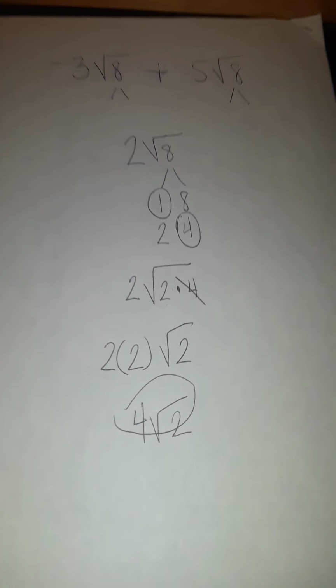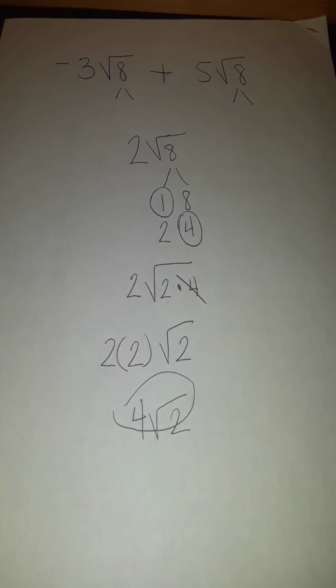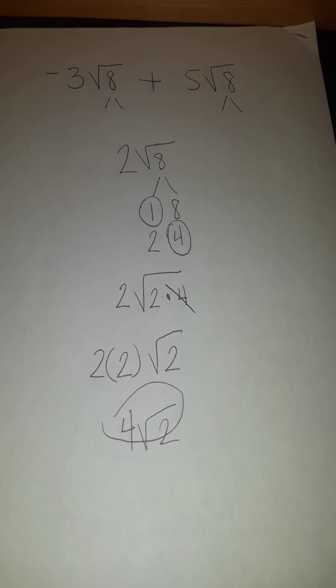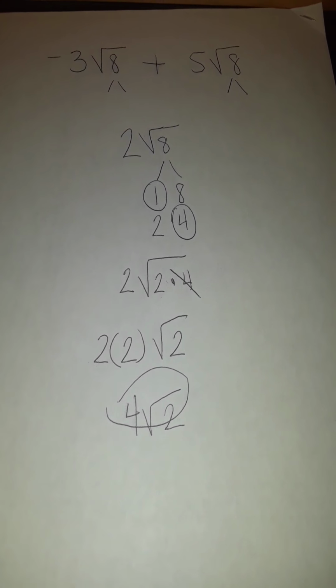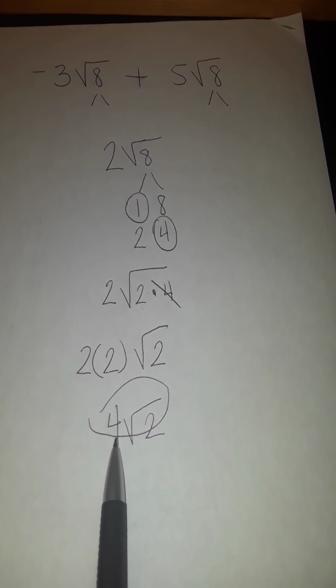So when we're doing all these questions for this week, when we're adding and subtracting, we do have to ask ourselves whether the answers can be simplified a little more. You don't want to put an unsimplified radical answer. So sorry, the answer is 4 radical 2.